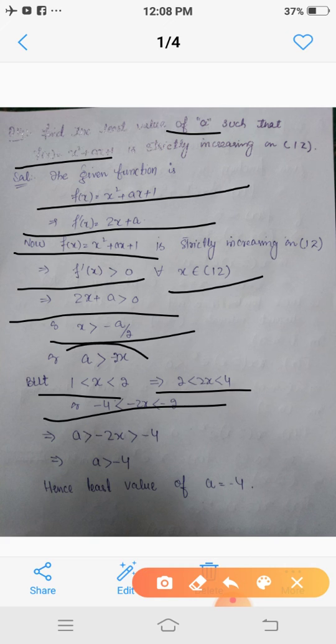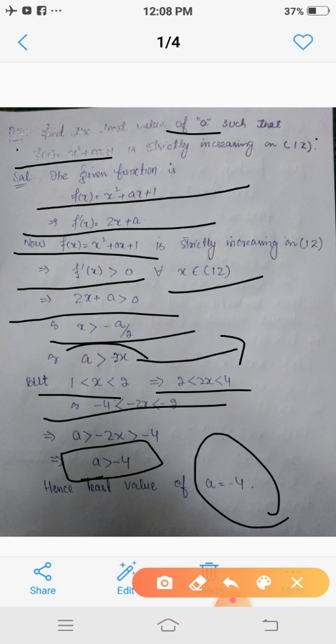Now a is greater than minus 2x from this equation, but this minus 2x is greater than minus 4, which implies that a is greater than minus 4. So for all values greater than minus 4, this function is strictly increasing in the interval 1, 2. But we have to find the least value, which implies that a equals minus 4 is the least value for which this function is strictly increasing.